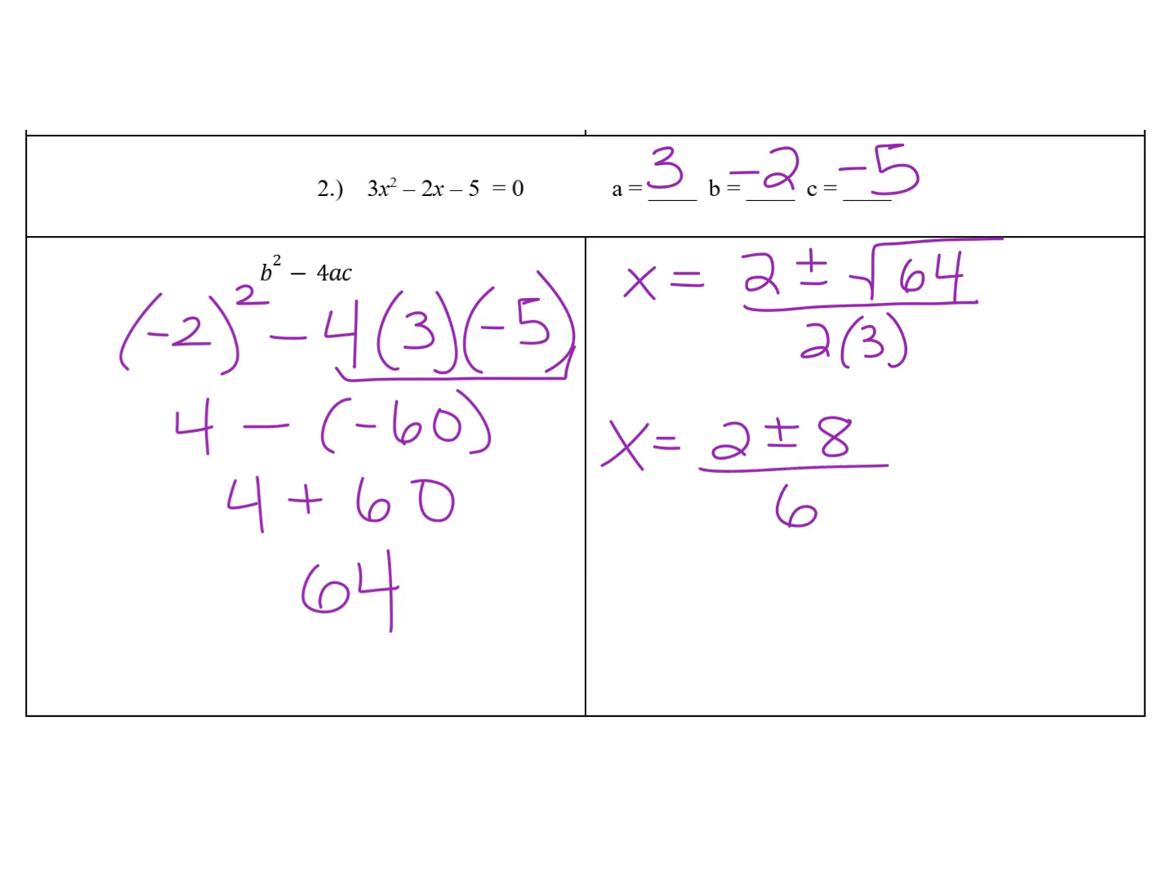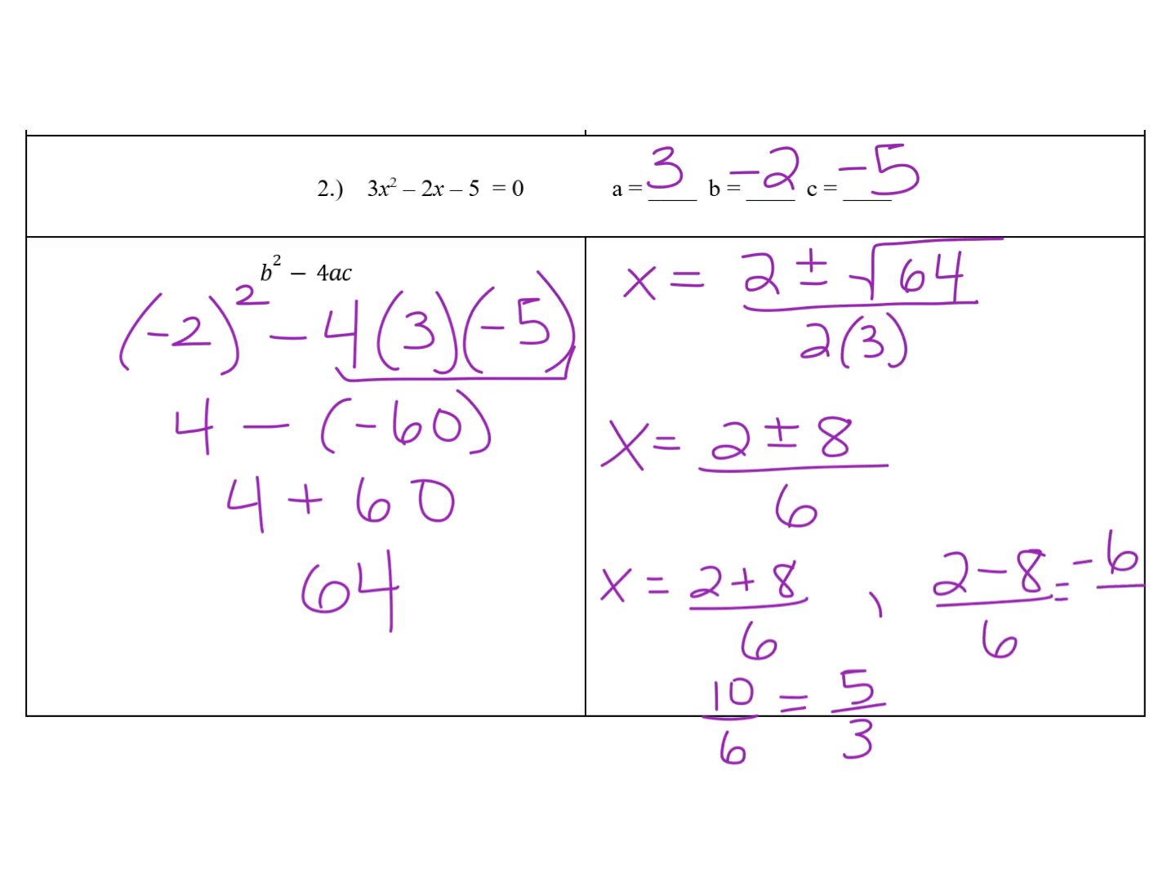And then we separate it into two problems. The first solution would be 2 plus 8 over 6, and the second solution would be 2 minus 8 over 6. So we have two answers. And then we can simplify that all the way, right? So we do the math. 2 plus 8 is 10, and 10 over 6 reduces to 5 over 3. And then the other one would be 2 minus 8 is -6, and -6 over 6 is -1. So my solution to this is -1 and 5 over 3.